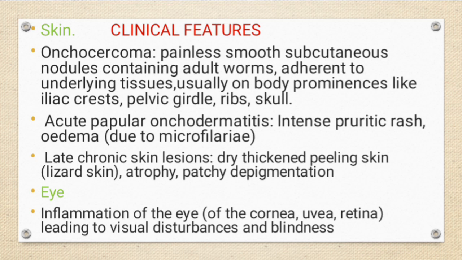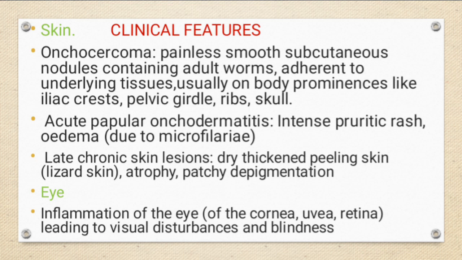Also, there is acute papular onchodermatitis, where there is an intensely itchy rash or edema. This is due to the microfilariae. Also, there are late chronic skin lesions, where there is dry, thickened, peeling skin, and it appears like lizard skin. There is also atrophy and depigmentation.